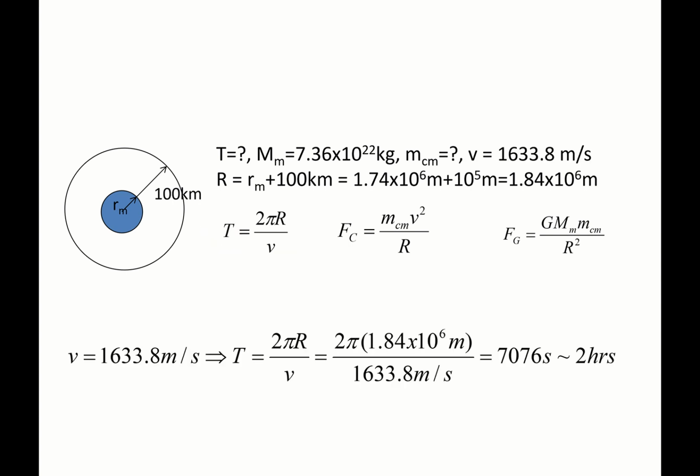So my period, 2 pi r over v, plug in my v that I found in the first part. So 2 pi, the r is 1.84 times 10 to the 6. My v is 1633.8 meters per second. And so I get a period of 7,076 seconds. And that's about 2 hours. So it takes about 2 hours to go around one time.